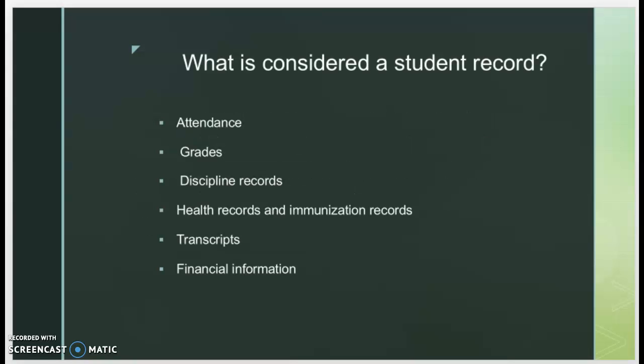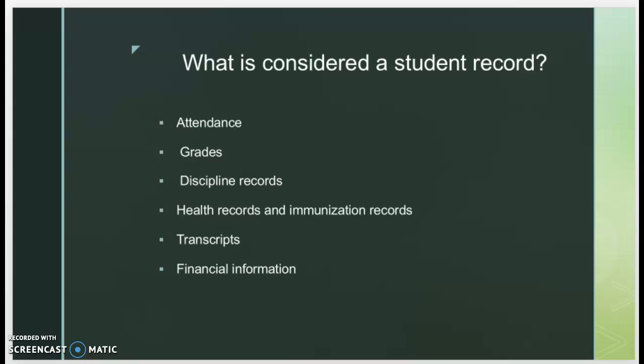In your student record, there are several things that can be considered to be a student record. Attendance is considered student record, and that pertains to number of days absent, excused absences, and unexcused absences. And under this umbrella, it also gets discussed the reasons for being absent, such as parent notes and doctor's notes. It covers grades, which can be listed as a transcript.